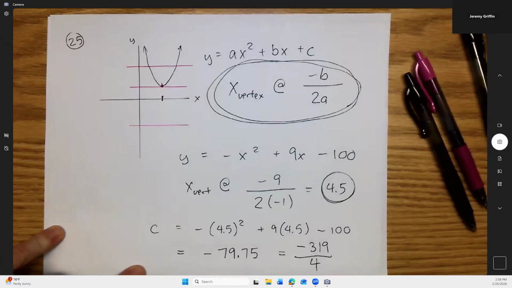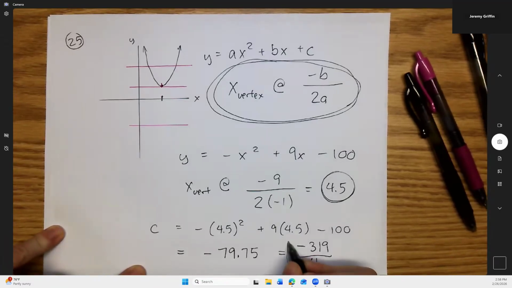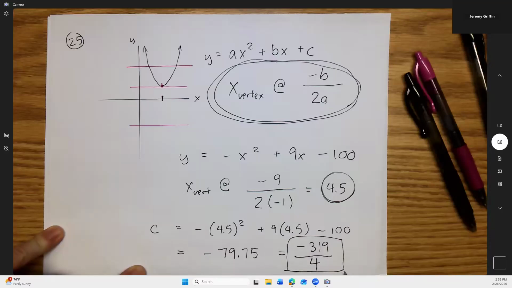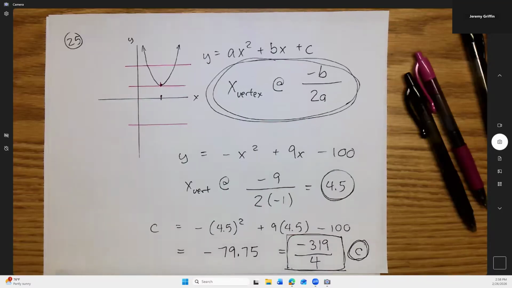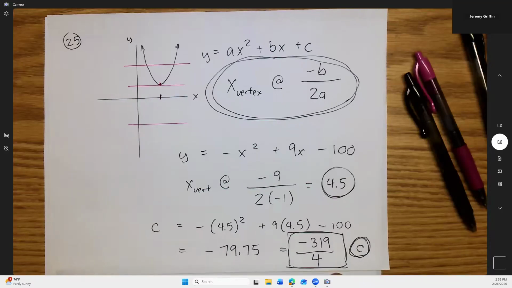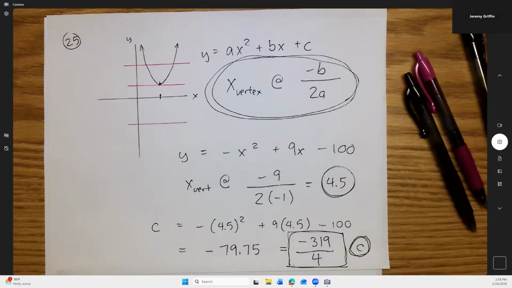That should be the answer right there. And I do see that's a multiple choice answer, which is C. So I'm going to double check on the key and make sure the answer is C. That's 25. Yes, 25 is C, which is that right there. That's exactly it.